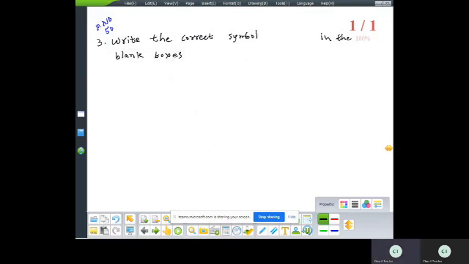The given symbols are greater than, lesser than, or equal. We insert these three symbols in the given blank boxes depending on the given numbers. The first one is greater than, the second one is lesser than, the third one is equality. First, we write the example problems.